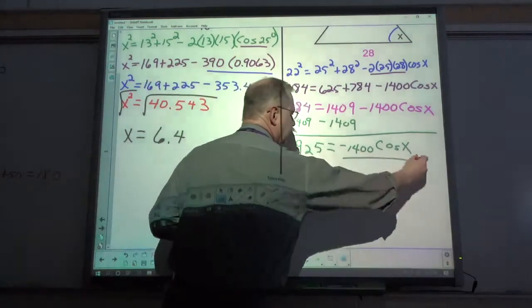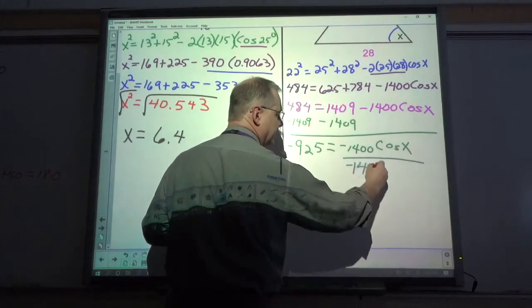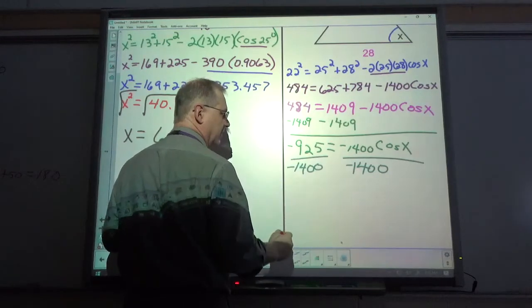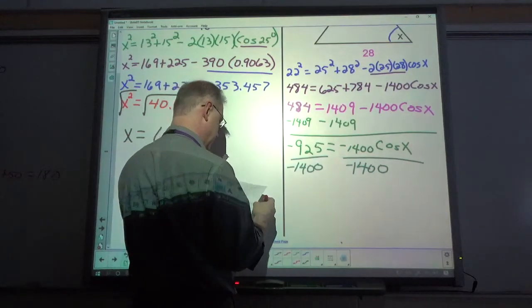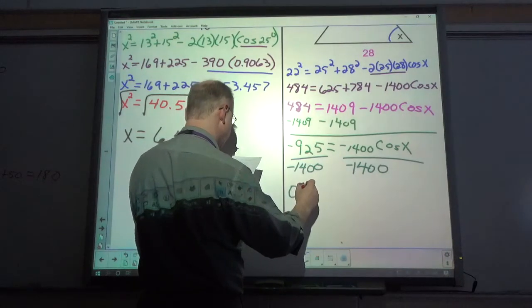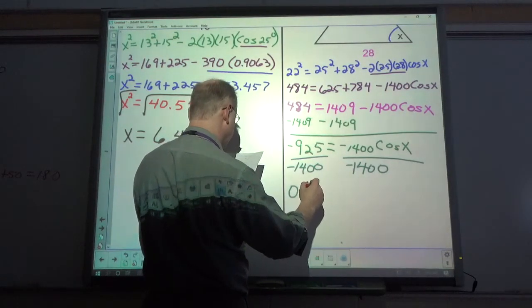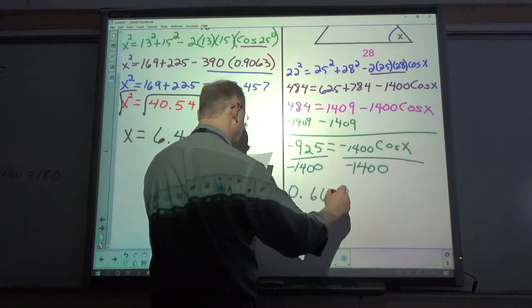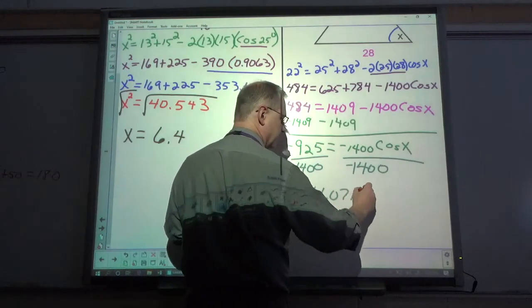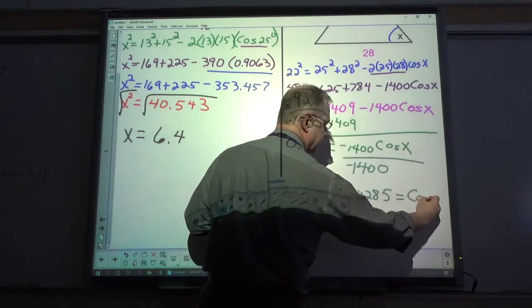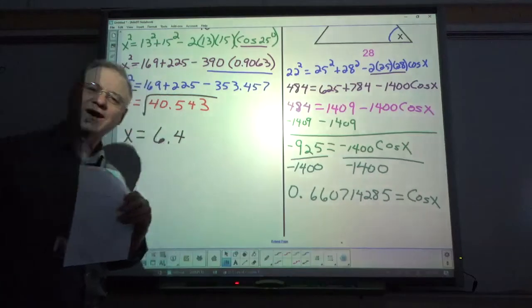I'm going to divide by negative 1400. And that will give me, let's see, 0.6607 14285 equals cosine of x. I write that whole display.